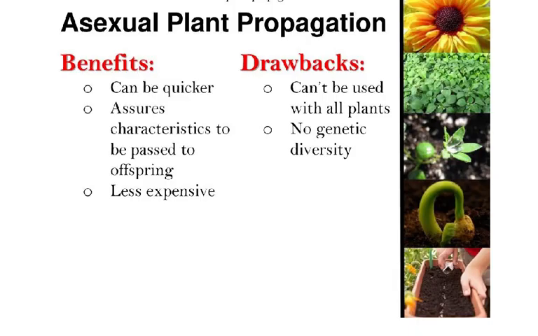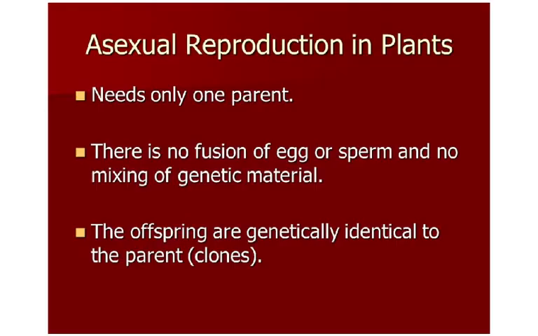Now, asexual reproduction, plant propagation benefits: quicker, assures characteristics passed to the offspring, less expensive. Drawbacks: can't be used with all plants, and there is no genetic diversity. It needs only one parent. There's no fusion of egg or sperm and no mixing of genetic material. The offspring are genetically identical to the parent.